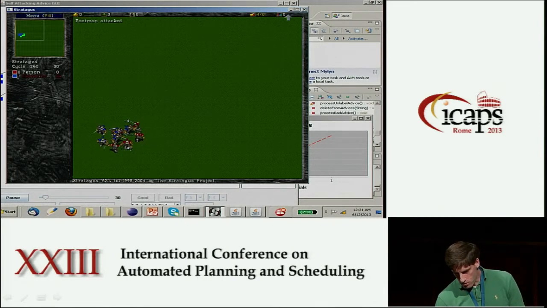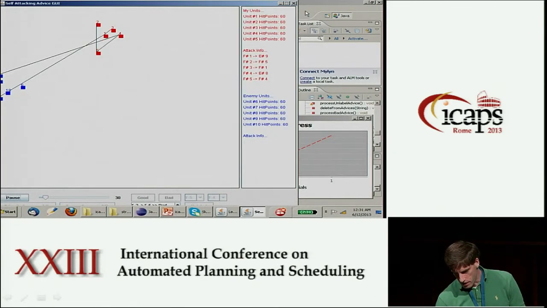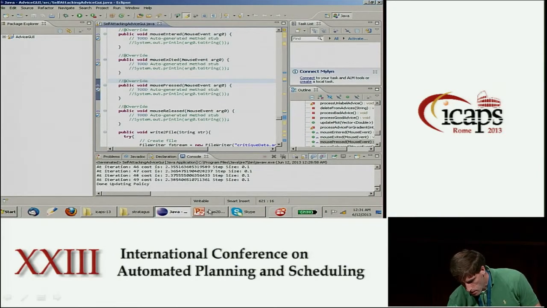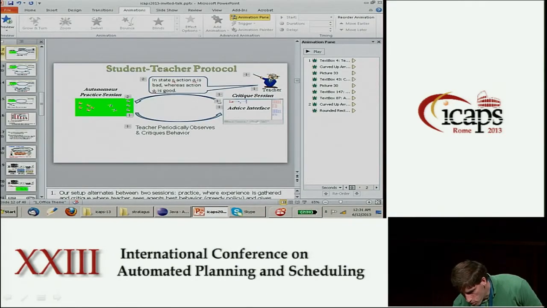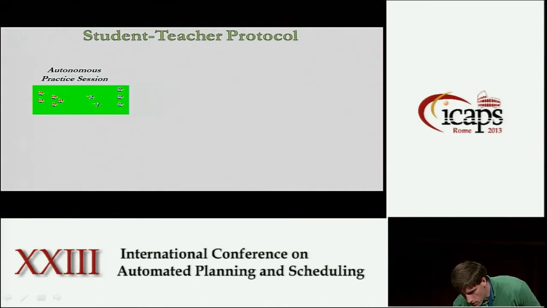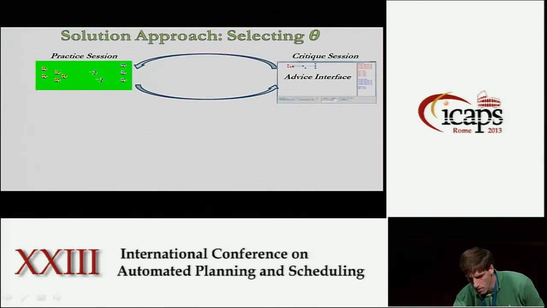So I'll just stop the demo there, and that gives you an idea of the interface. I'll show you experiments later. All right, so I'm not going to go into much detail here about how we do this. But basically the problem now is we've got these practice sessions and we've got some critiques. How do we select a policy?